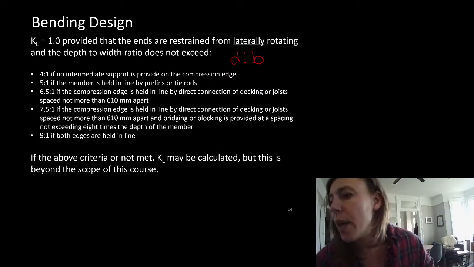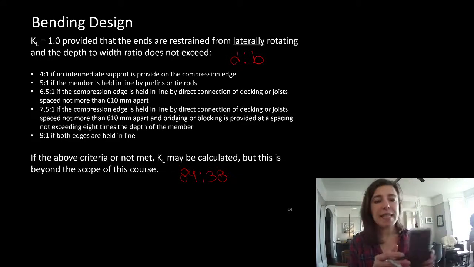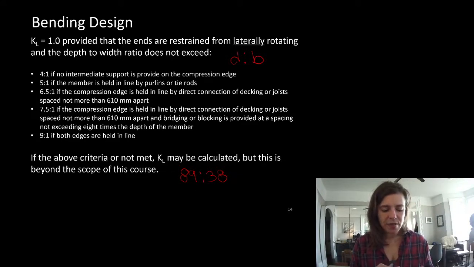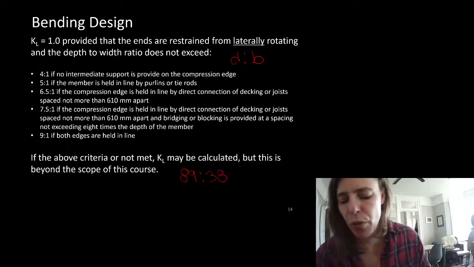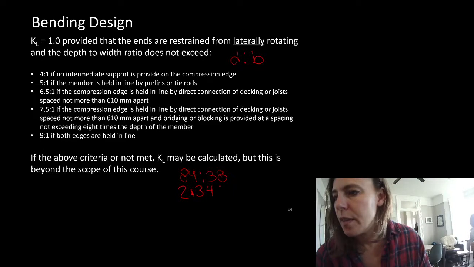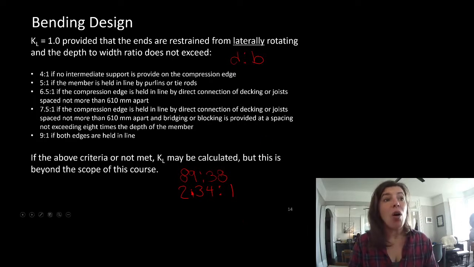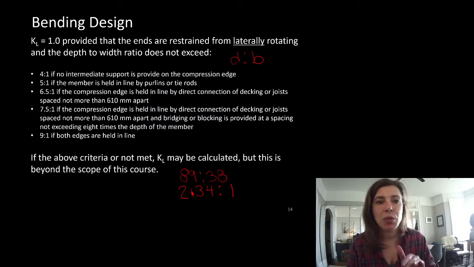So for example, if we had a 2x4, a 2x4 is 89 by 38. Let's divide both of them by 38. So 89 divided by 38 equals 2.34. Sorry. To 1. So the depth to width ratio of a 2x4 is 2.34:1. We would never have to worry about lateral torsional buckling in bending, or the top chord buckling, with a 2x4. We would just be okay. It would fail in strength before it could ever possibly buckle. It doesn't mean it works better. It means strength will govern first.